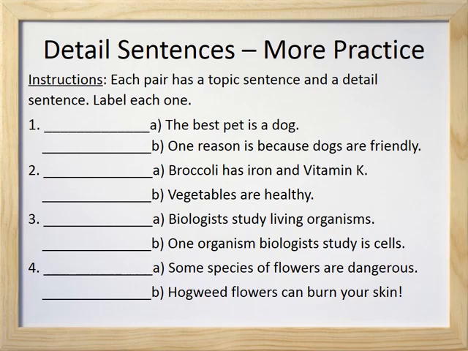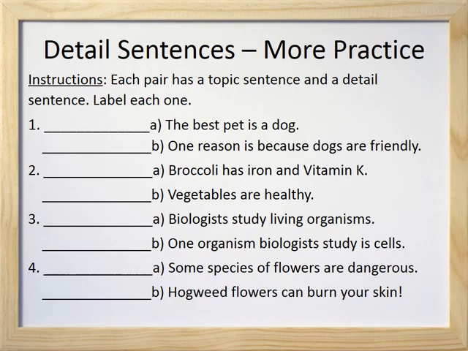Number 2, A. Broccoli has iron and vitamin K. B. Vegetables are healthy. Number 3, A. Biologists study living organisms. And B. One organism biologists study is cells. And finally, number 4, A. Some species of flowers are dangerous. B. Hogweed flowers can burn your skin. Pause the video while you work.